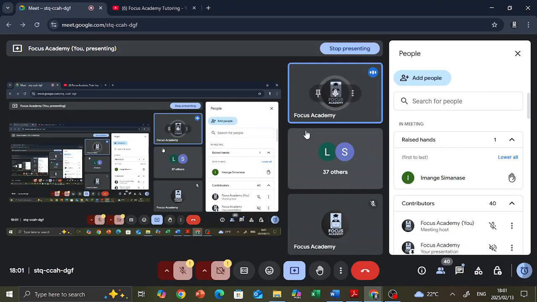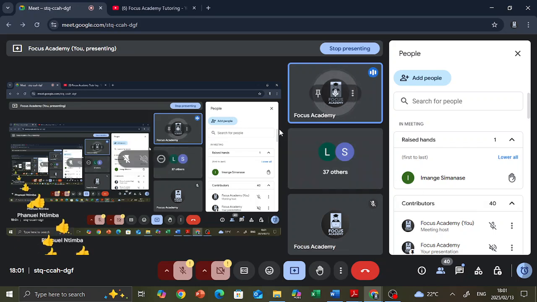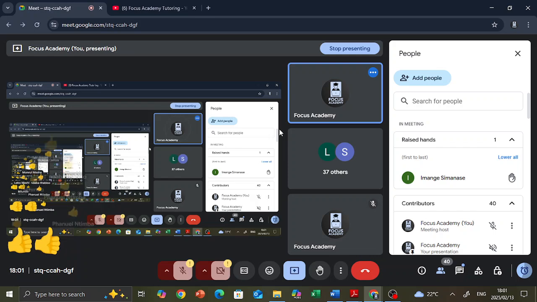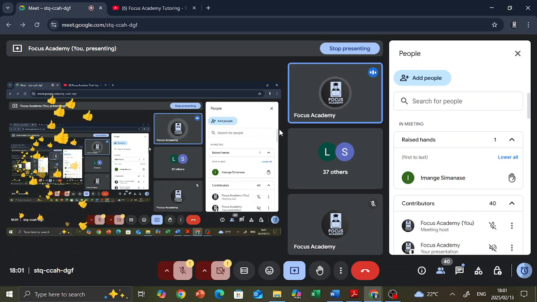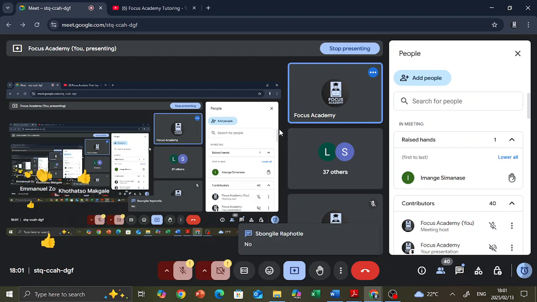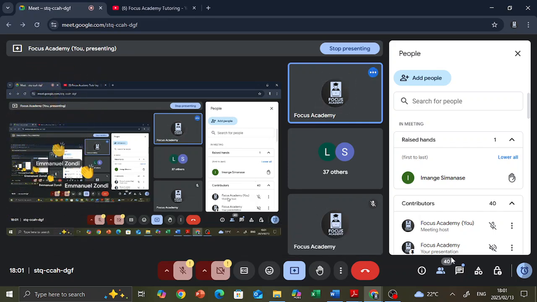So, by a show of reactions, is everyone on the same page? Can everyone react, please? Everyone. Does it make sense now, guys? Come on. Where's the thumbs up? All right. Spongile, you said it doesn't make sense. Can I ask you something? Have you been attending the classes since last week? Just answer me real quick on that.